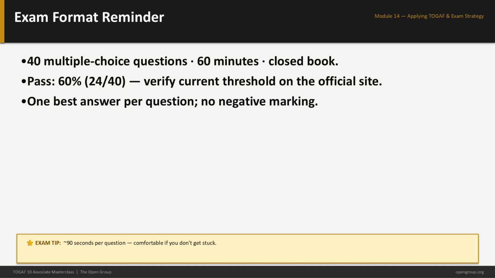Let's switch to exam strategy, starting with a format reminder. The foundation exam is 40 multiple choice questions, 60 minutes, closed book. The pass mark is 60%, 24 out of 40, though you should always verify the current threshold on the official site before booking. Each question has a single best answer, and there's no negative marking.